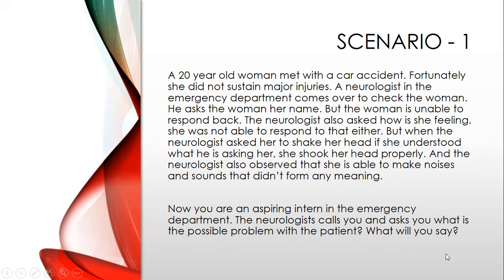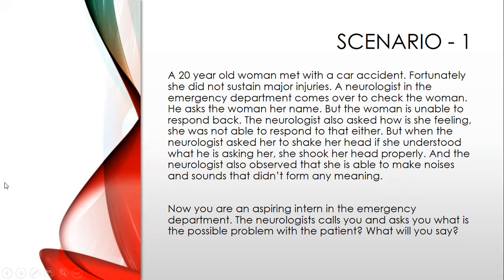What will you say? So here let's look at the key points, right? First, she meets with a car accident, and then when the neurologist asks her name, she's not able to utter it. But when the neurologist asks her whether she's able to understand what we speak, yes, she is able to. So the problem here is with the motor activity of the mouth, lips, and the vocal cord. So she's not able to create her own sentences.